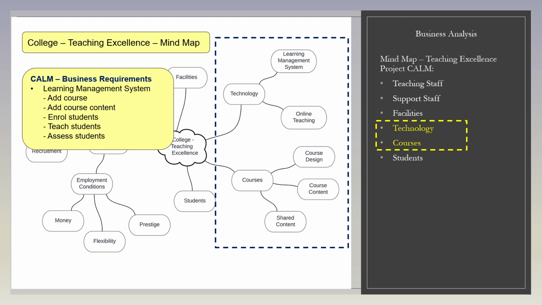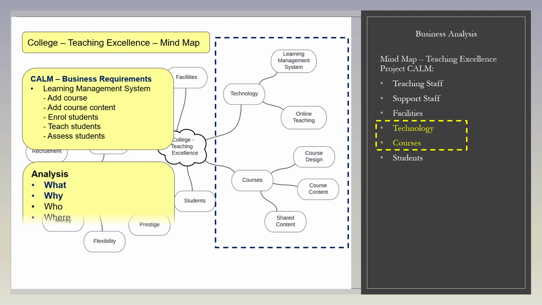Earlier, I showed you the 6 key questions that need to be asked as part of analysis of any system. Early in a project, the focus is mainly on the what and the why. The other questions can be asked and answered further down the line. The initial mind map gives us the what, so let's now ask what I think is the most important question in business analysis: why?